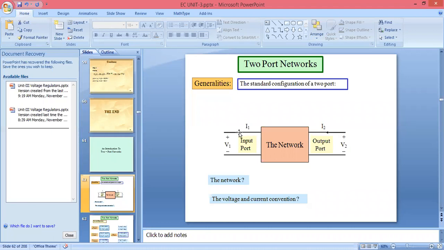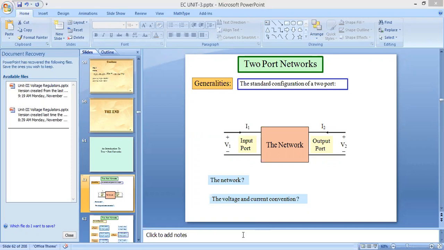At one terminal, the current is incoming, and at the other terminal, the current is outgoing. That we are calling a port. So what we are saying, in our syllabus, we have to study about the two-port network, in which we will have the two terminals. Is there any issue? Okay.